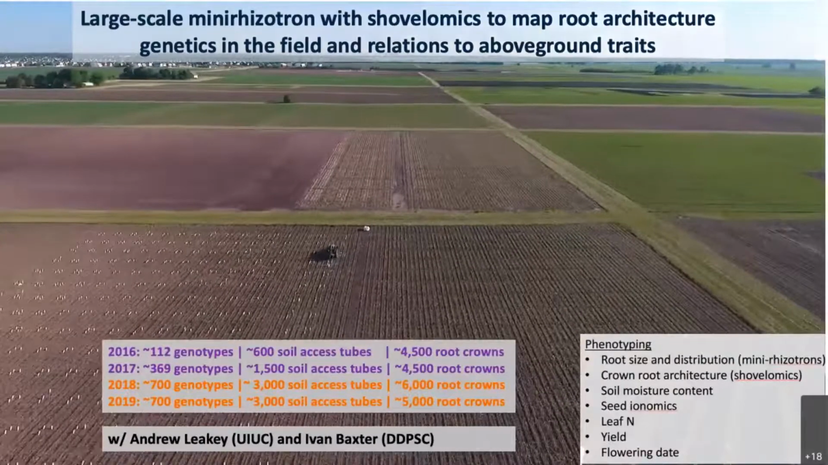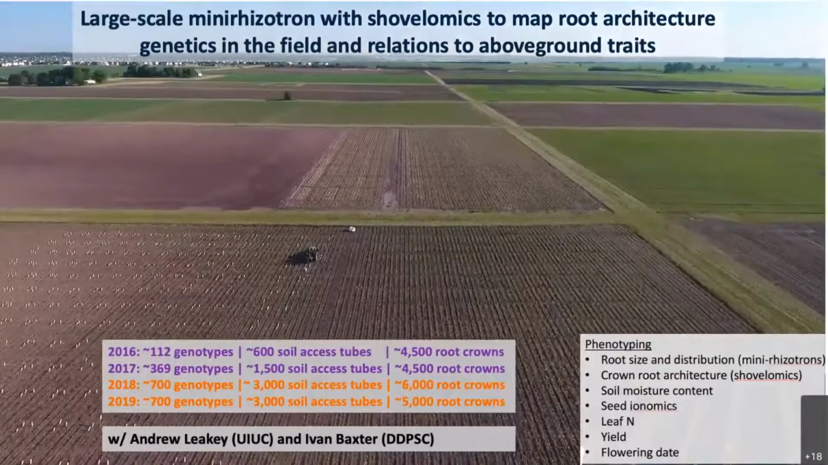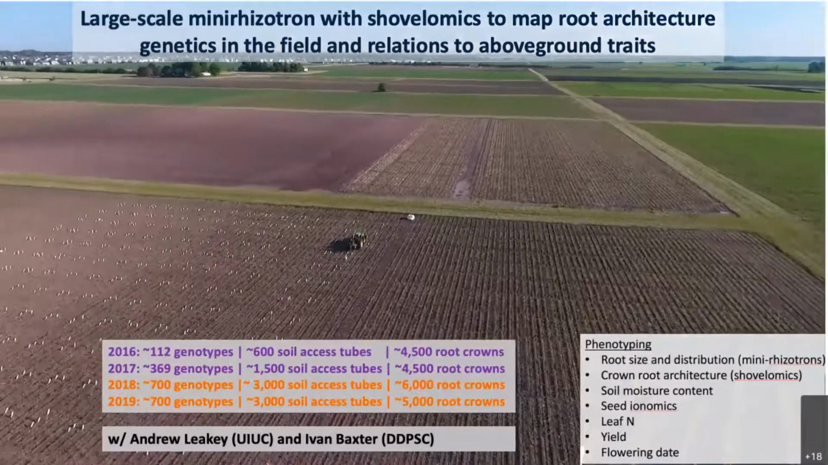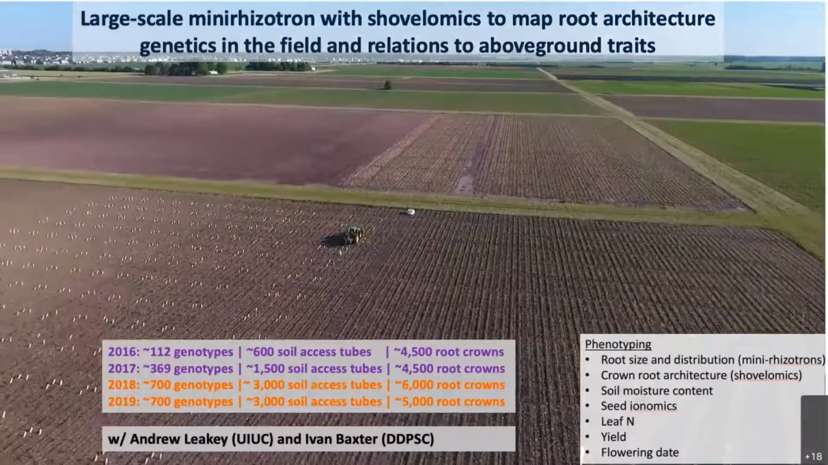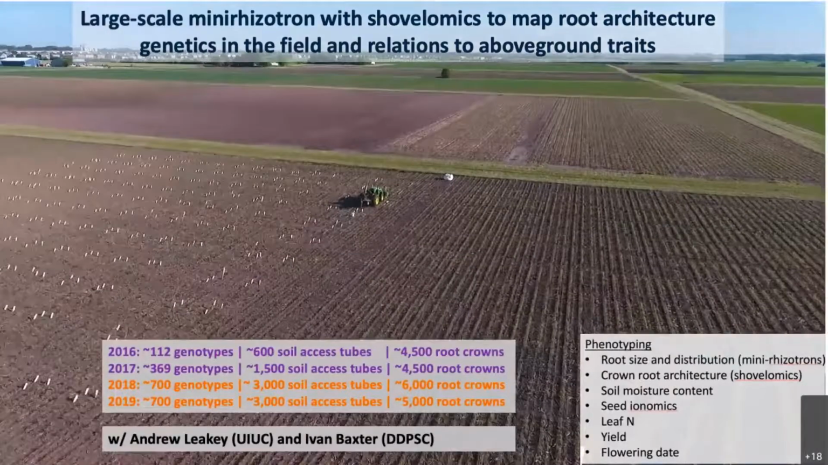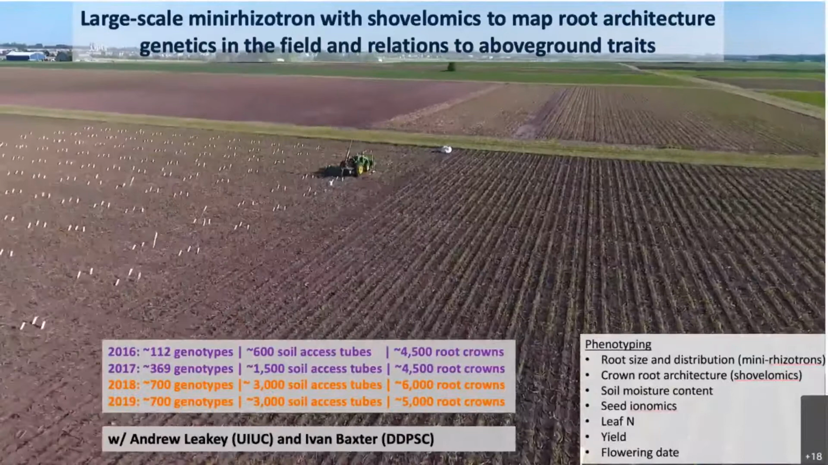At University of Illinois Urbana-Champaign, you can see here these white things in the ground. These are 6-foot-long tubes. They're clear tubes, so they're put into the ground by this. You take a Giddings and you pull a soil core, you push these tubes in. It's called a mini rhizotron.